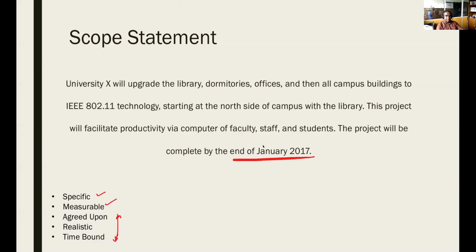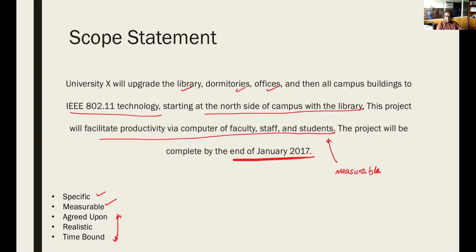University X will upgrade the library, dormitories, offices, and then all campus buildings to whatever this technology, starting at the north side of the campus with the library. This project will facilitate productivity via computer facility of faculty, staff, and students. So it is very measurable, right? If somebody doesn't have internet, or if somebody is having an issue in the facility, so it's measurable. Whether it is specific, yes, library, dormitories, offices with this technology, very specific with the library.